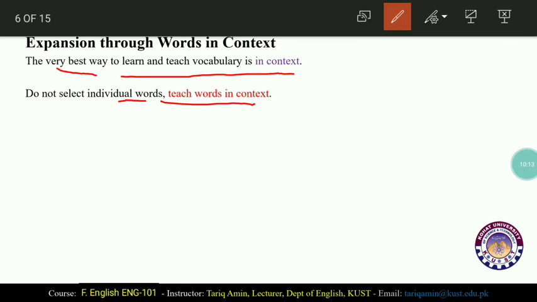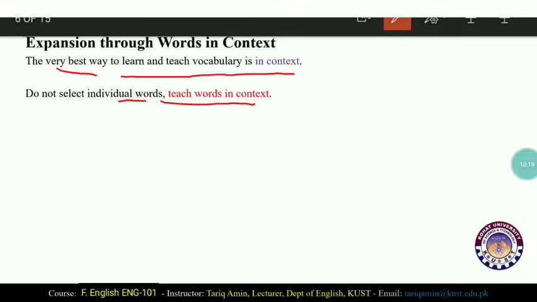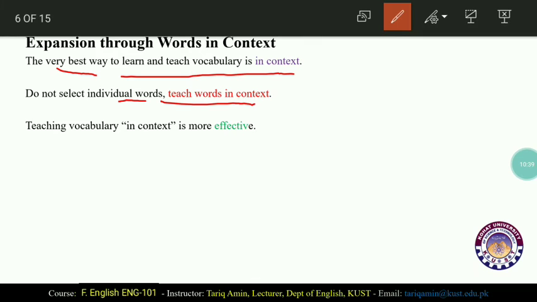The best strategy is to teach the words in different contexts. Teach them just 10 words, teach them just 20 words, but teach them the words in context. Context will help them understand a word, it will help them memorize a word, and it will help them apply the word in different contexts independently. Teaching vocabulary, or teaching different words of a particular language, within context is more effective.